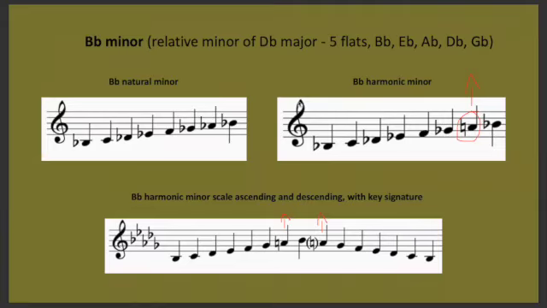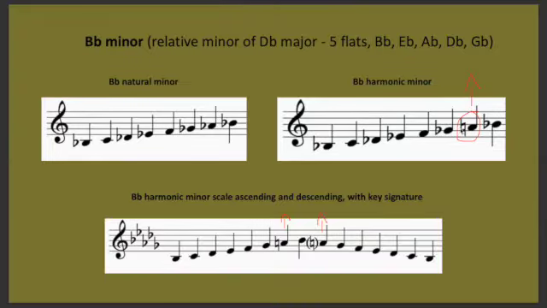Here is another example of a harmonic minor. So B flat minor is the relative minor of D flat major, which has 5 flats. This is B flat natural minor, so it contains all the same notes as its relative major, D flat major, and I've taken that 7th note and I've raised it by a semitone here. Notice how the only thing I changed was the accidental in front.